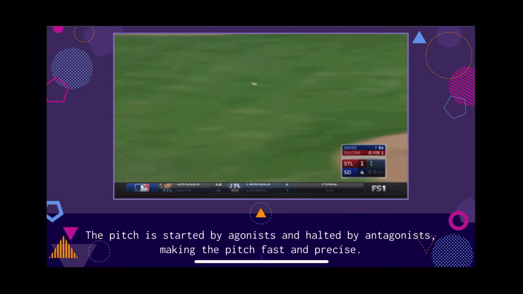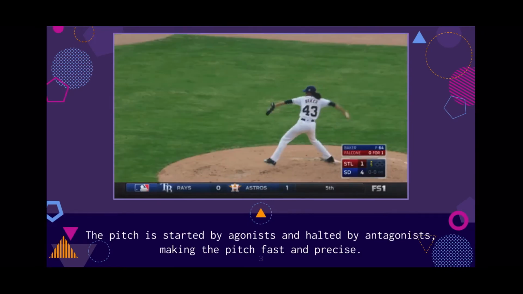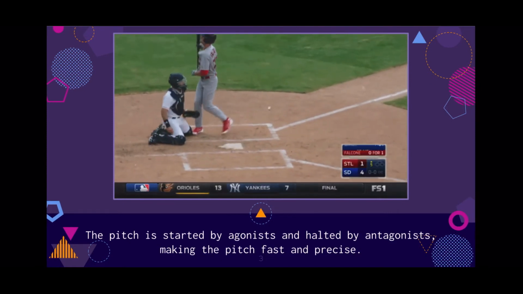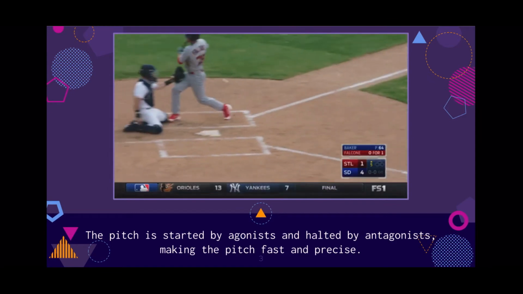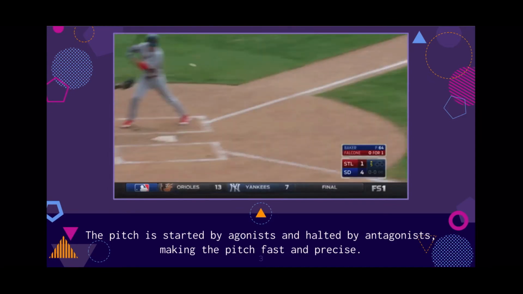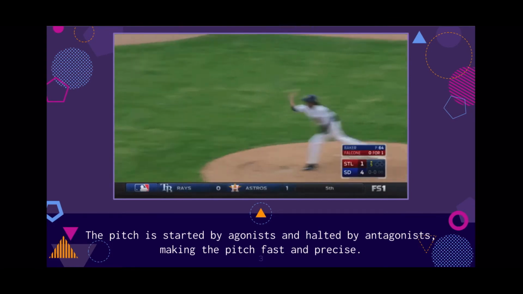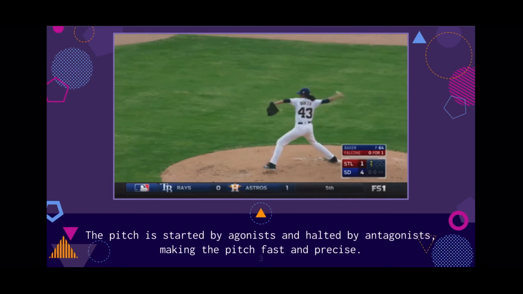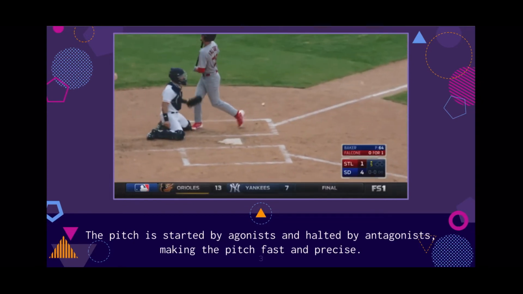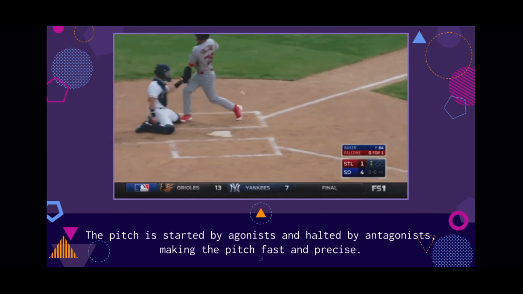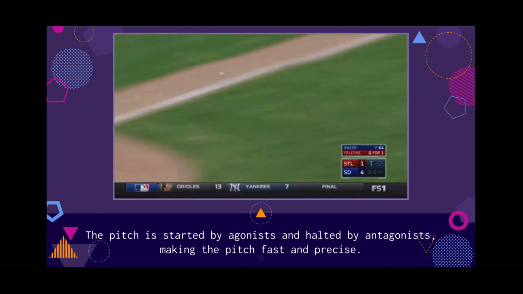We're going to take a look at an example of this. Pitching in baseball or softball is an example where you can see agonists and antagonists. The pitch is started by agonists. Remember, they're the muscles that promote movement. And then it's stopped by antagonists. This makes the pitch fast and precise. Also, something to note is that sometimes both agonists and antagonists contract, and this is called co-contraction.